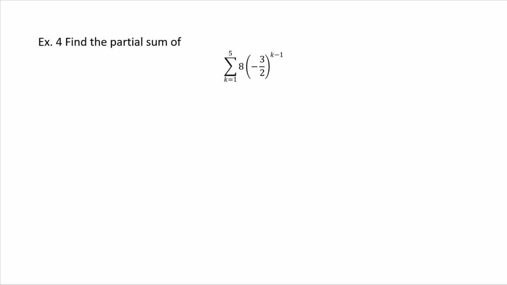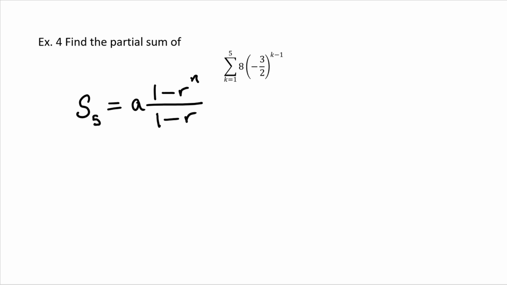Find the partial sum of the summation as k goes from 1 to 5 of 8 times the quantity negative 3/2 raised to the k minus 1. This is a geometric sequence, and so we will use the formula for the partial sum of a geometric sequence. That is, we're going to use S sub 5, because we're going to go to 5, equals a, the first term, times 1 minus r to the power of n, divided by 1 minus r. We have the ratio, it's negative 3/2. We have the first term also, which is 8.